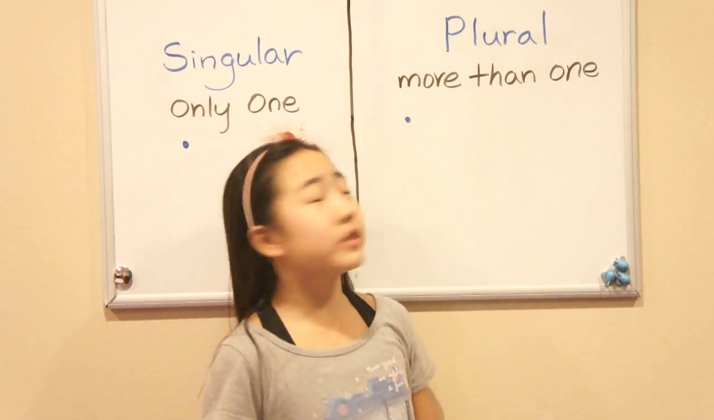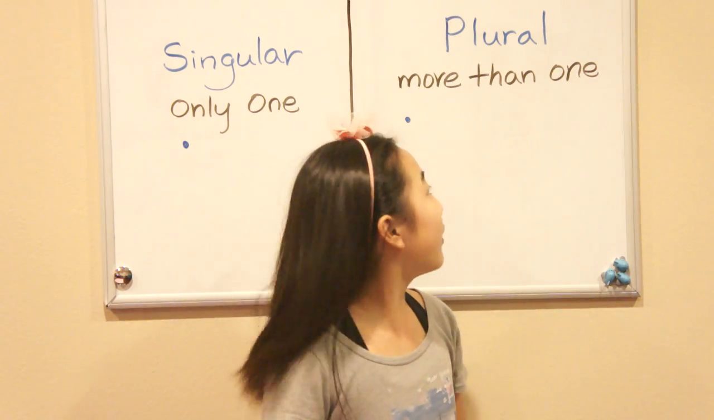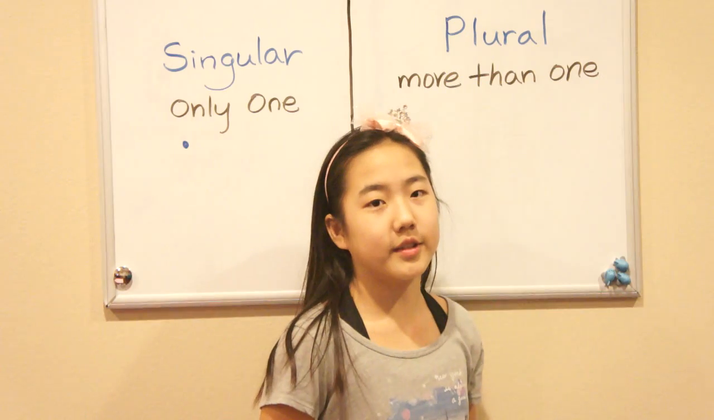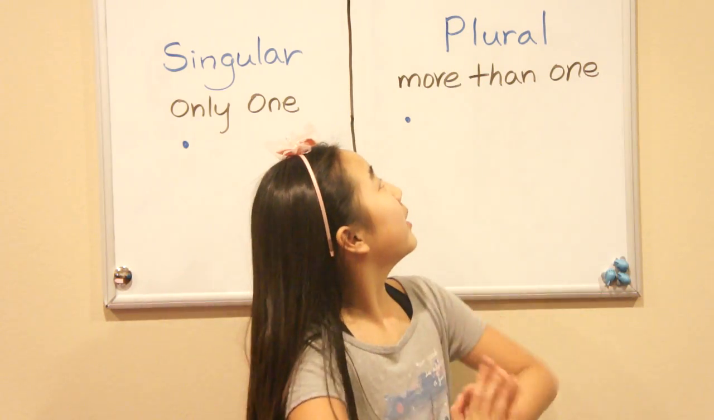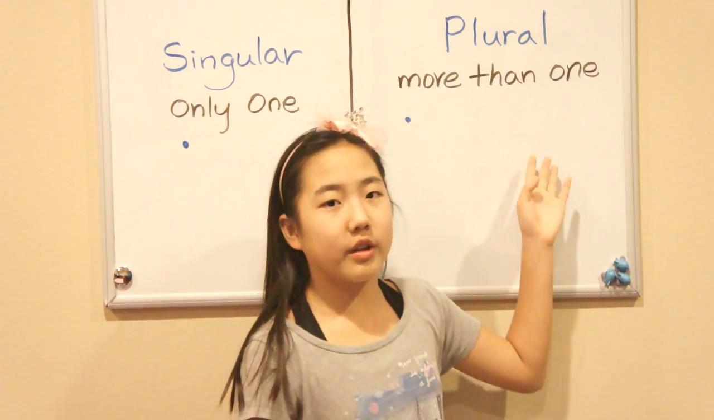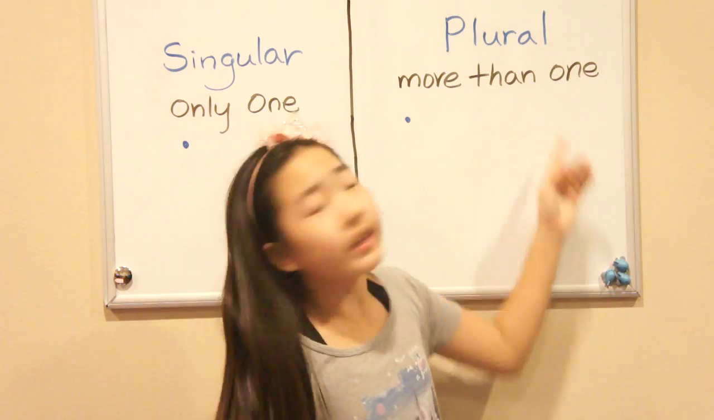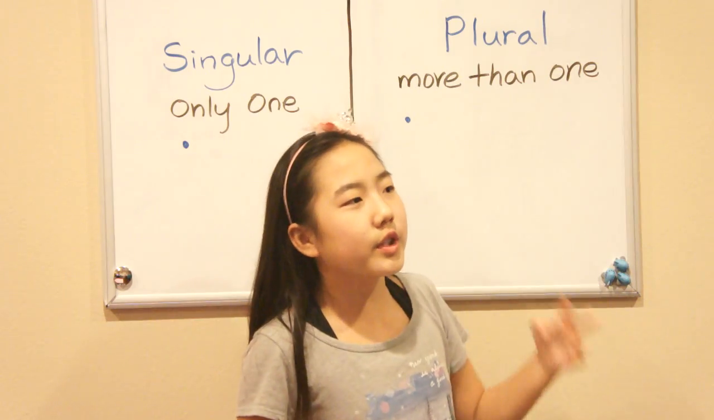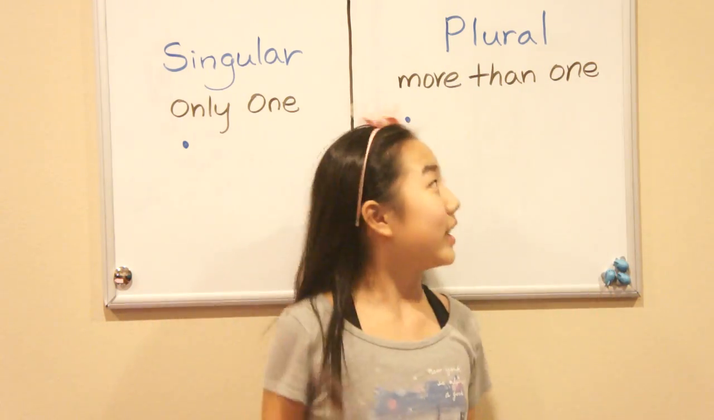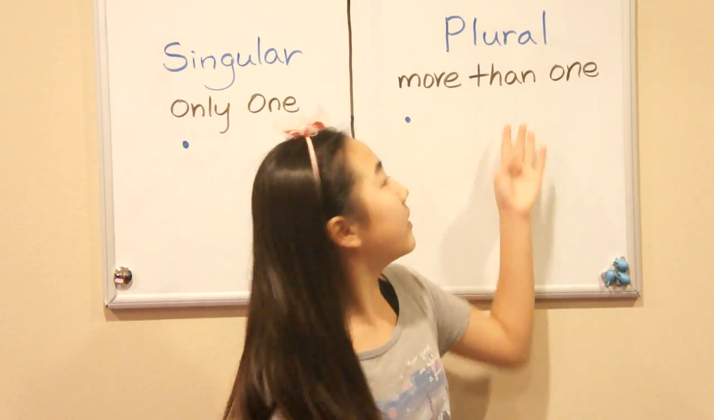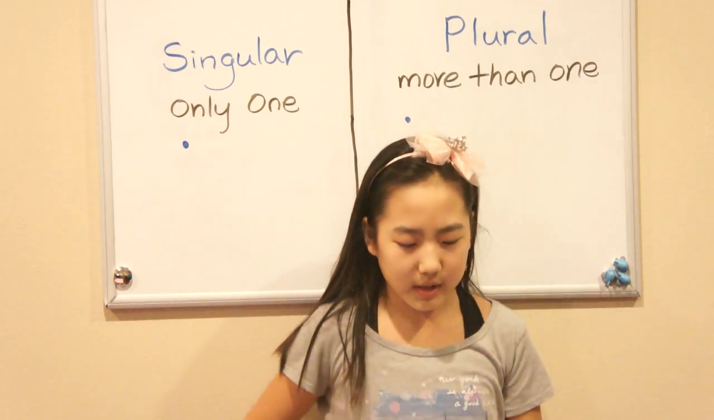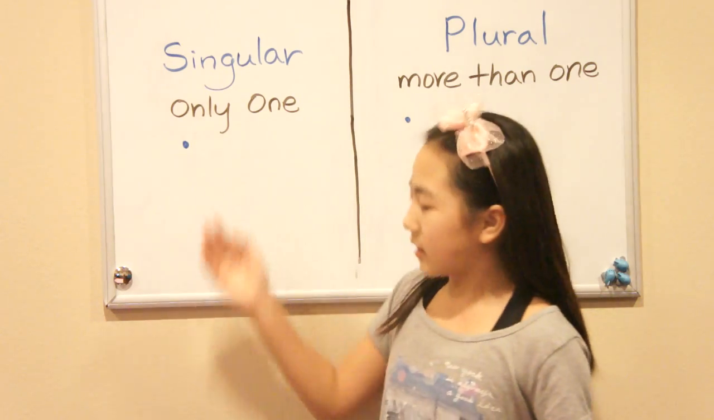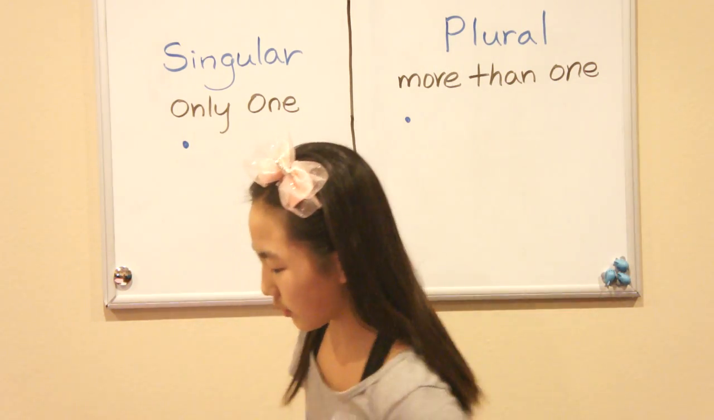So there is also plural. Plural. Follow me. Plural. Good job. Plural is more than one. So more than one thing. Singular is only one, but plural can be 2, 3, 4, 500. It can be more than one. So singular and plural. So singular, it's just one word.